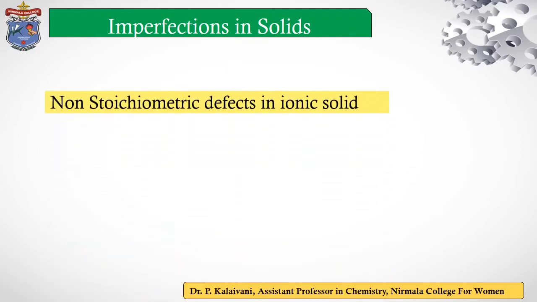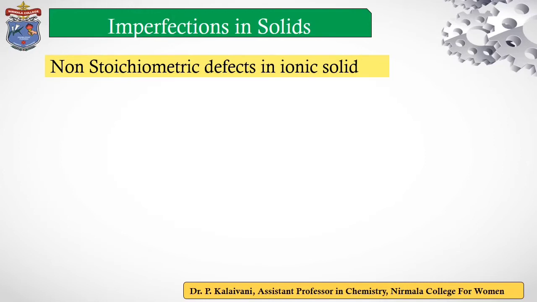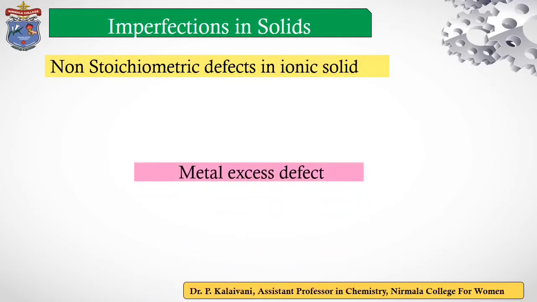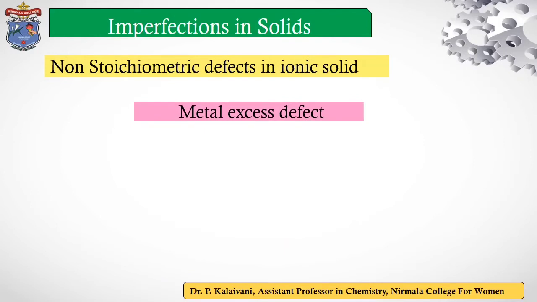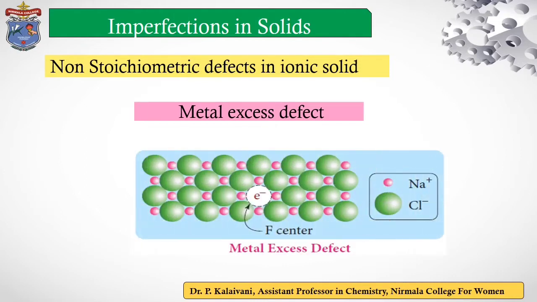Non-stoichiometric defect. Depending on whether the positive or negative ions are present in excess in a given non-stoichiometric crystal, there are two types. First one is metal excess defect, another one is metal deficient defect. Metal excess defect may be produced by two reasons. One is missing of one or more anions or the presence of extra one or more cations in the interstitial site. In the first case, due to the missing of anions, vacancies are produced. In order to maintain the electrical neutrality, it is occupied by the electrons since it carries negative charge.